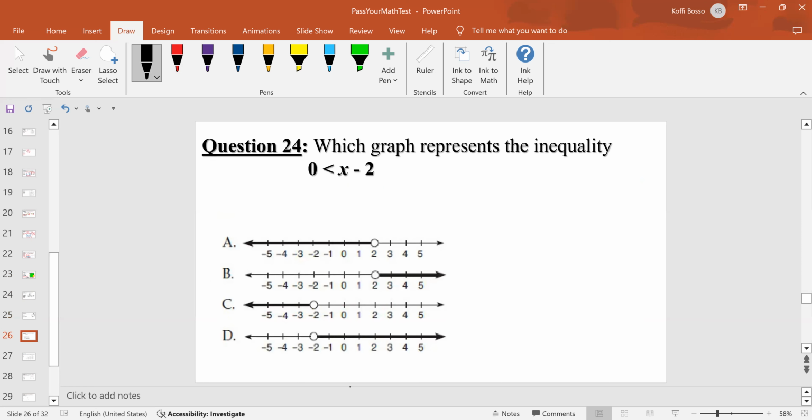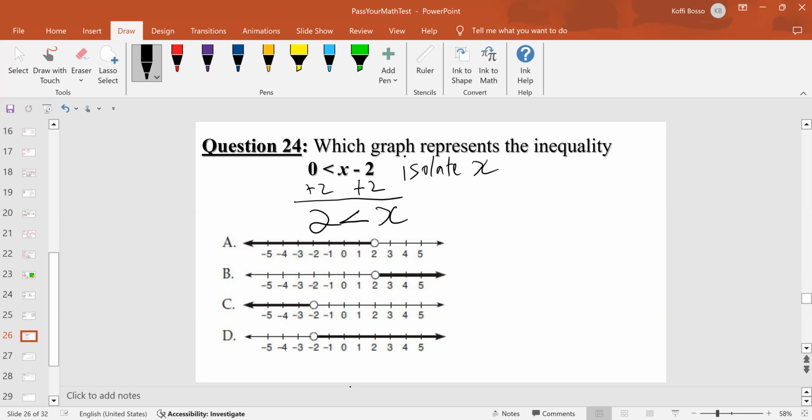Question 24. For this question 24, it's a little bit tricky. Take a moment to pause the video and challenge yourself before you continue. Which graph represents the inequality? Let's isolate x. So having 0 is less than x minus 2. To isolate x, I have to add the 2 on both sides. So I have 2 is less than x.